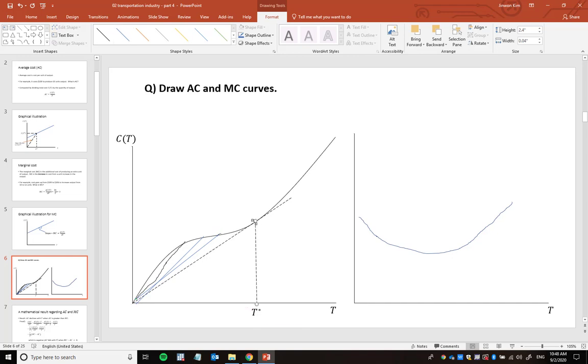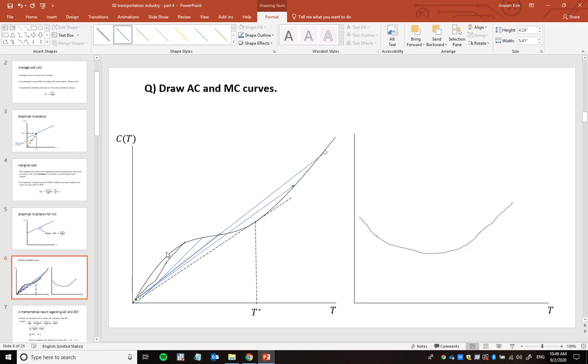But the minimum point is here, right? After this point, average cost is actually increasing. As you can see, it's flatter here, but it's increasing here. After this point, average cost is increasing because the slope of this line is increasing. So that's why this is the point where the average cost reaches its minimum. After this point, the average cost is again increasing.